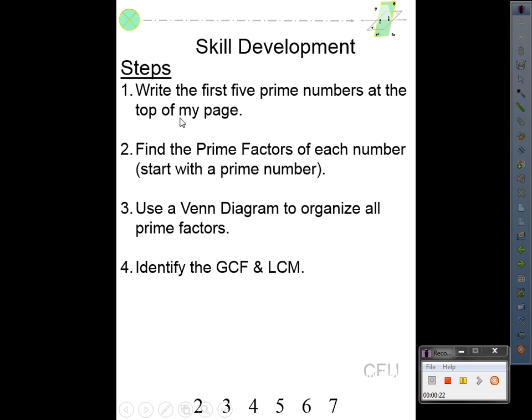Remember that? Yes, right? Step 2, find the prime factors of each number. Start with a prime number. Step 3, use a Venn diagram to organize all prime factors. And step 4, identify the GCF and LCM.